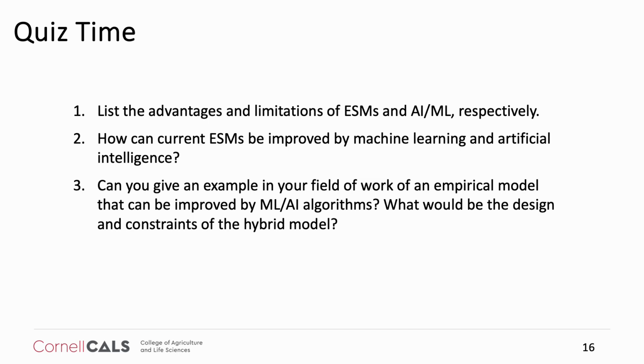So quiz time. After watching this video and reading the book chapter, I hope you are able to answer the following questions. First of all, please list the advantages and limitations of Earth system models and artificial intelligence and machine learning models respectively. And how can current Earth system models be improved by machine learning and artificial intelligence in your perspective? And the third one is the most interesting one. I hope you can give one example in your field of work of an empirical model that can be improved by machine learning and artificial intelligence algorithms. That is what we discussed in this chapter called hybrid modeling.